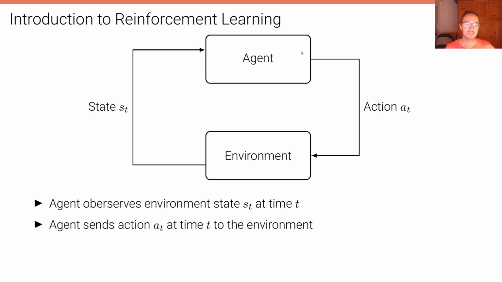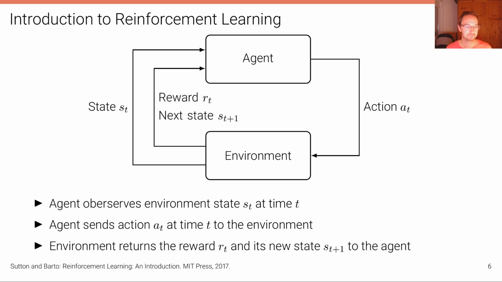And then the agent sends its action a_t at time t to the environment. Based on the current state, it tries to make the optimal action for that state, for that observation. The car observes an image and tries to turn the steering wheel appropriately according to what it sees.